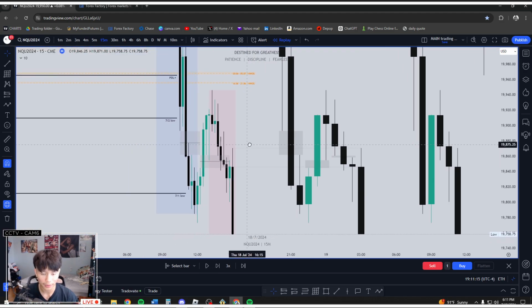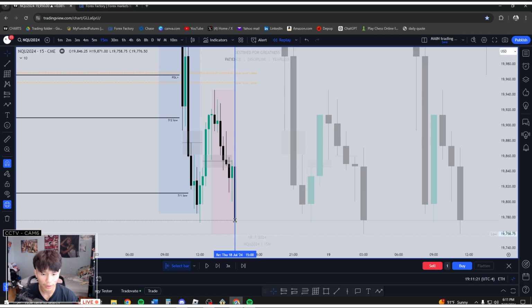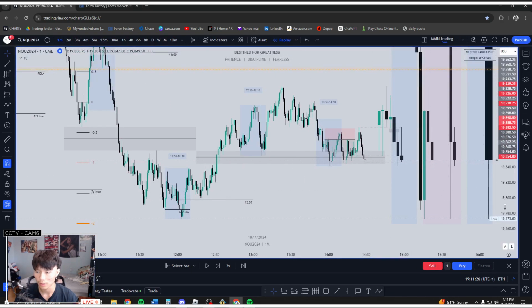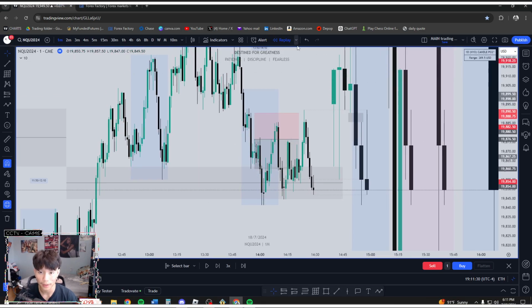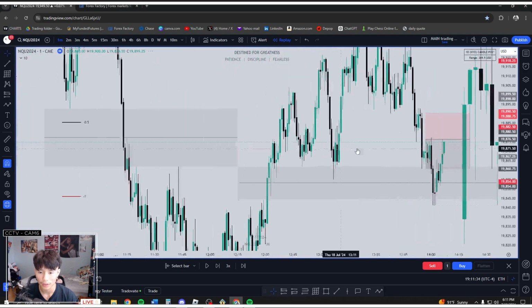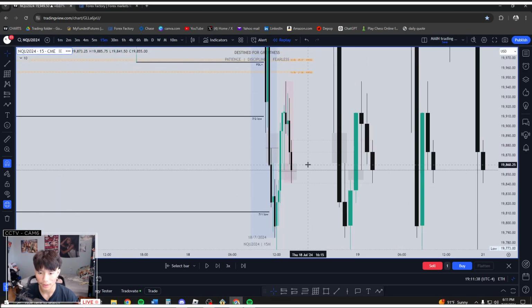my target here, this was my trade. I believe it was here. Okay, no, sorry, it was actually right here. So yeah, it was this trade here. So I'm targeting that 15-minute low, this 15-minute low here, which aligns with the 30-minute low.